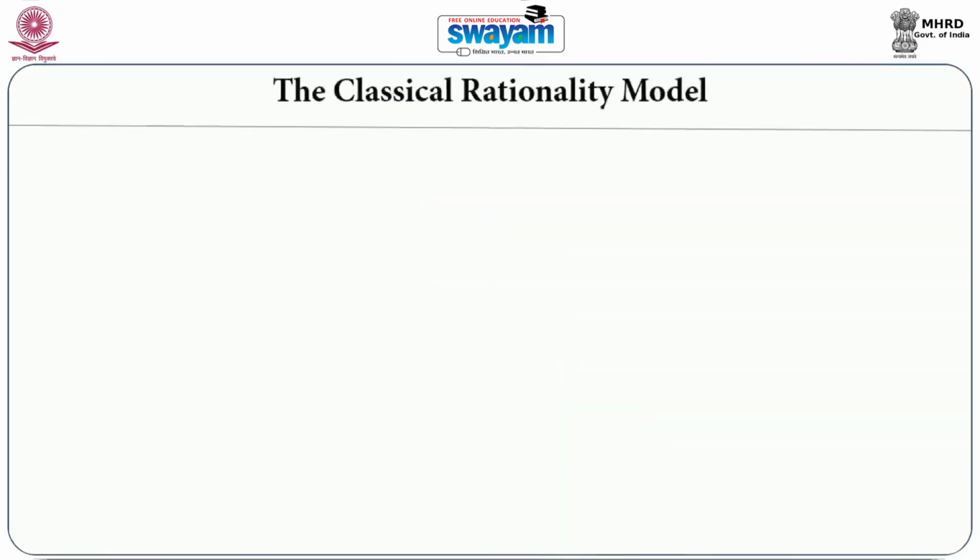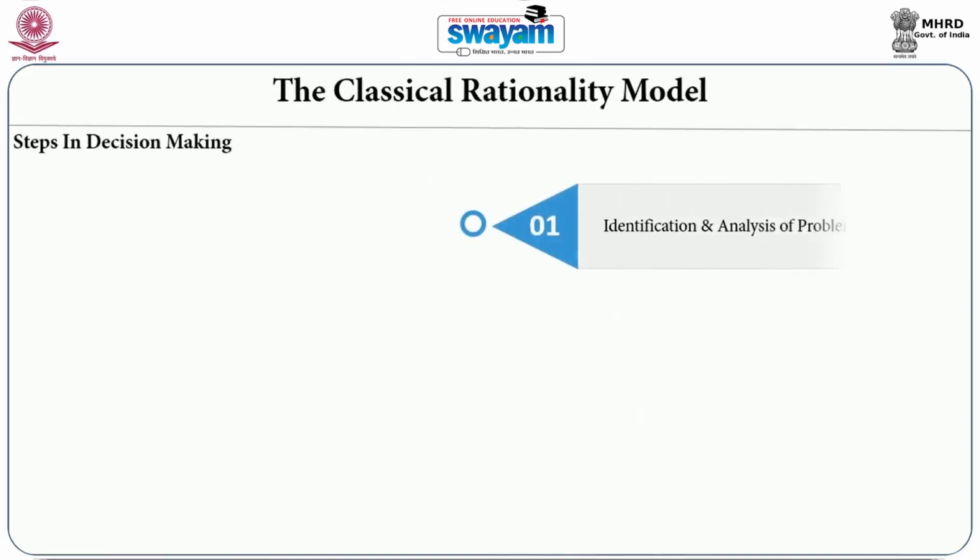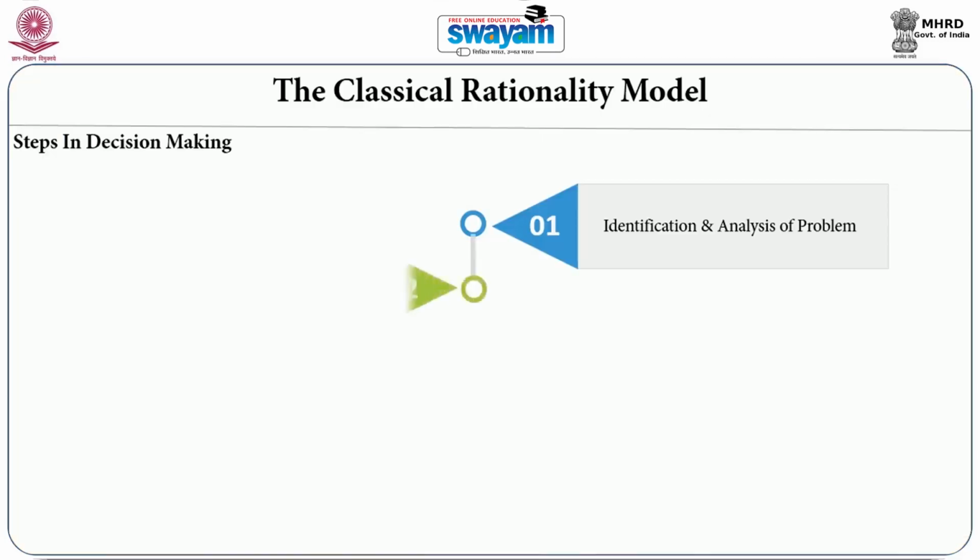Another explanation for this is that one has to take a rational decision based on available facts and figures. The rational model expects the following 5 steps. One is identification and analysis of a problem in the context of the goals and objectives of a government, any democratically elected government. Then conceptualization of alternatives and collection of relevant information.